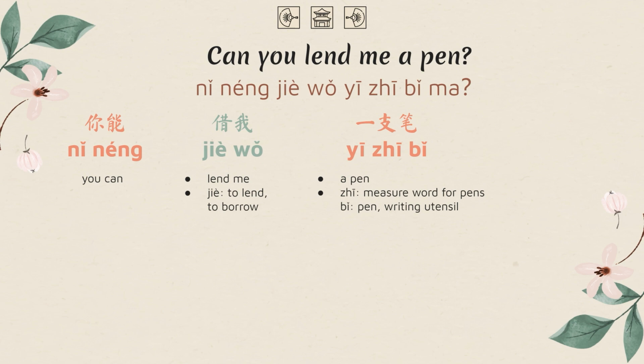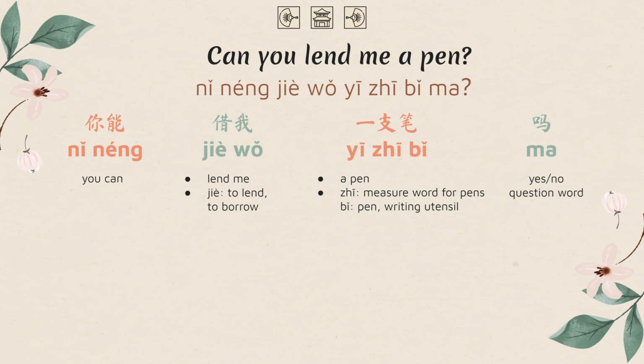So a lot of you guys might already know this. In Chinese, we have measure words for nouns. And here, the measure word for pen is 支. The word for pen or writing utensil is 笔. So you would put a number and then the measure word and then 笔. 一支笔. How would you say three pens? 三支笔. And then 吗 for yes or no. So the whole thing is, 你能借我一支笔吗?